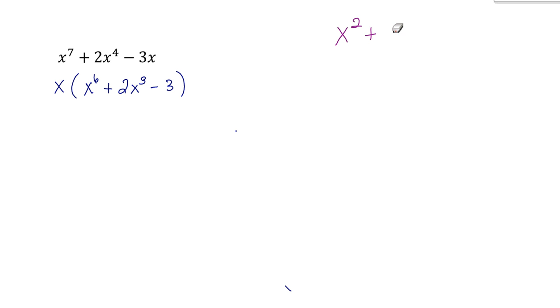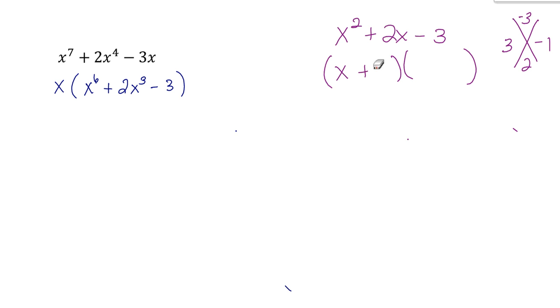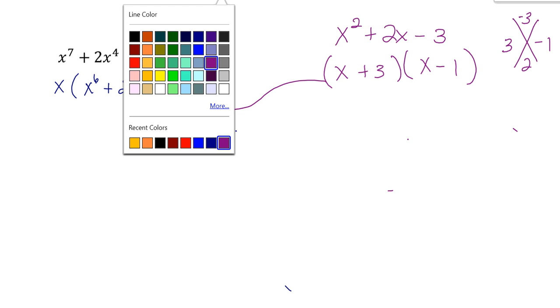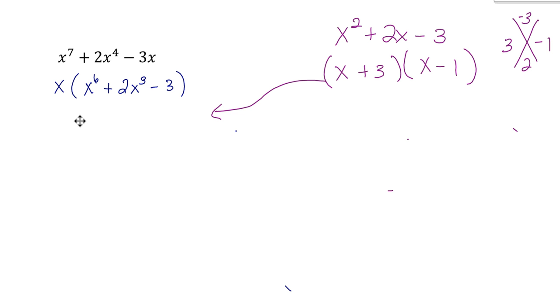X squared plus 2x minus 3. That's an easy one. That's a nice double bubble. Got our x out here. Got to multiply to negative 3, but add to 2. That would be positive 3 and negative 1. Okay, x plus 3, x minus 1. So this guy over here is going to factor into the exact same things. It's going to be x plus 3 and x minus 1.